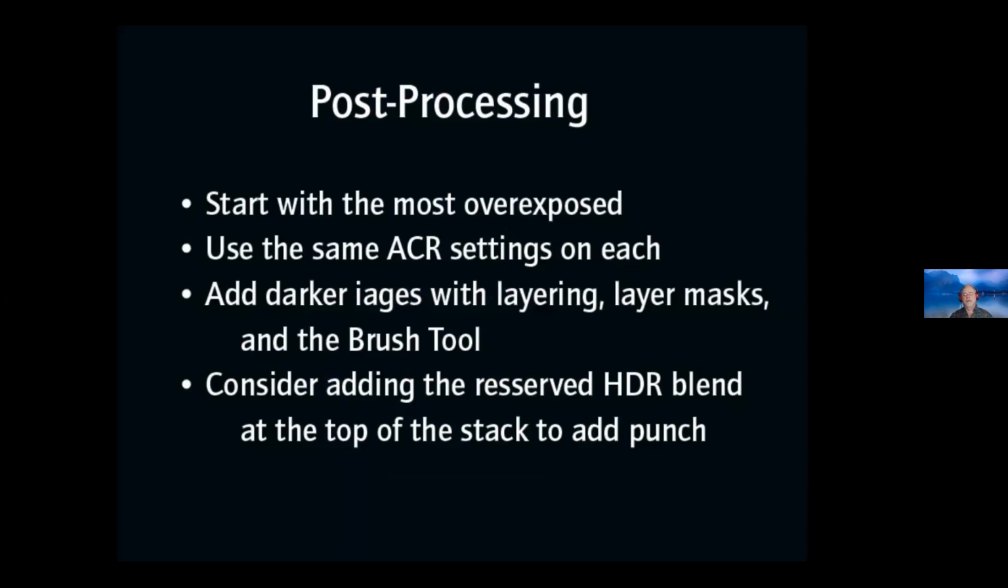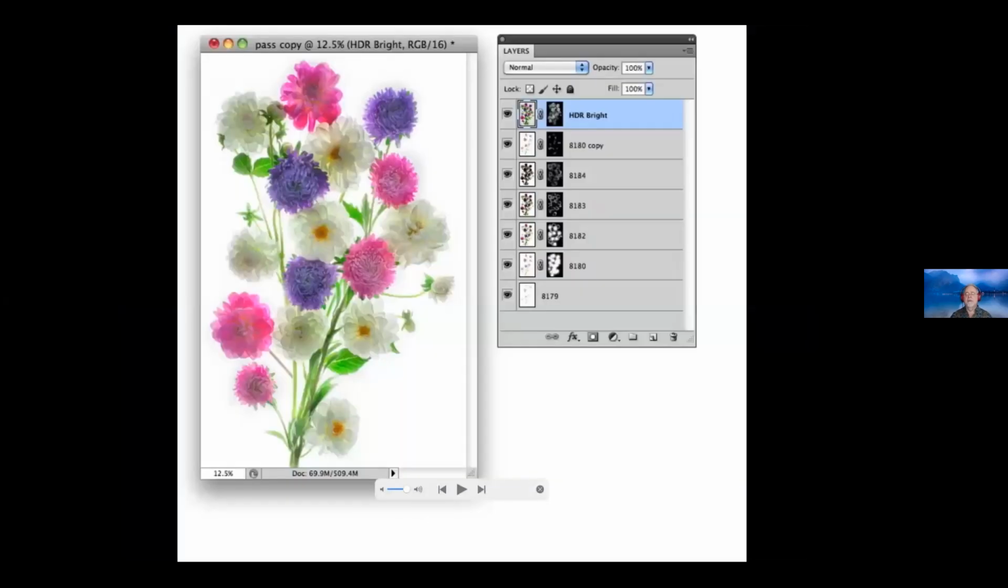So if you've done that with, let's say, your 8 brackets, 1 EV apart, for post-production, you start with the most overexposed, you process each through Lightroom or Adobe Camera Raw with the same settings, and then you add the darker images with layering, layer masks, and the brush tool. And at the end, you might add the HDR on top if you want to give it a little extra punch. So here's a layer stack in Photoshop showing that kind of progression.